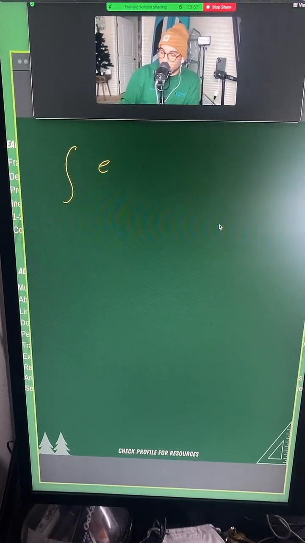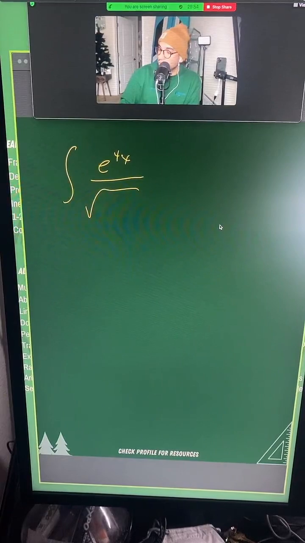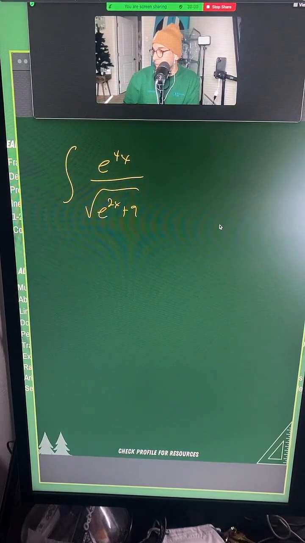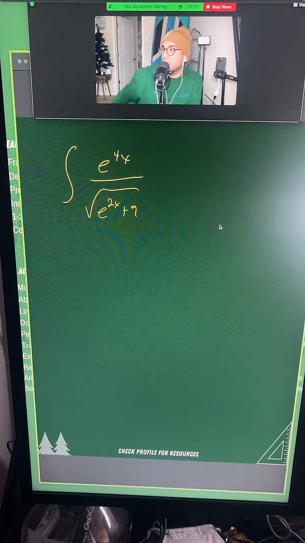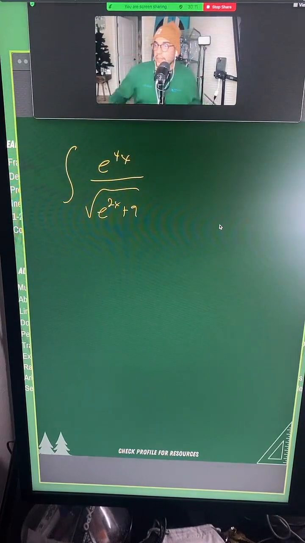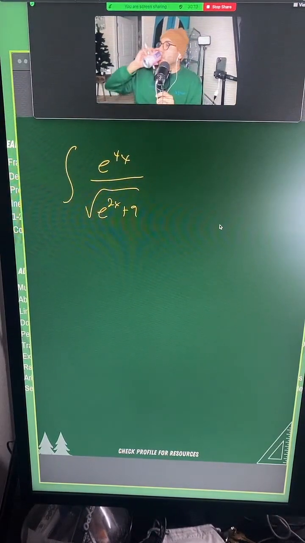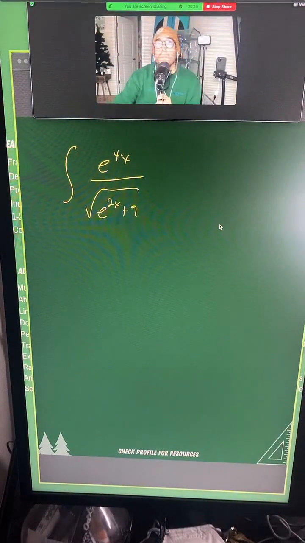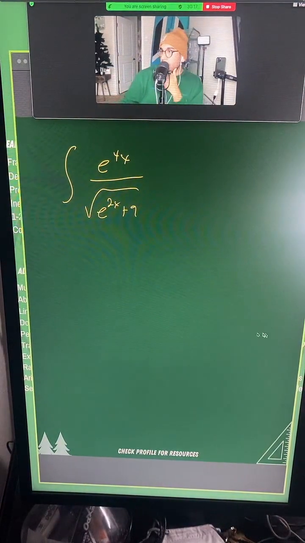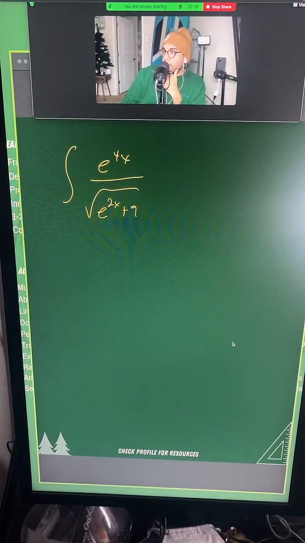Okay, integral of e to the 4x all over root e to the 2x plus 9. Do we want that one? Yeah, we want that one. Okay, so who can tell me what our first step should be? Anyone have any ideas what we should do first?